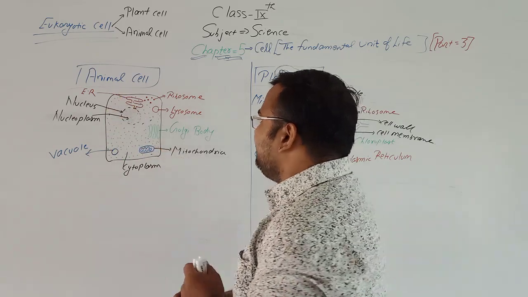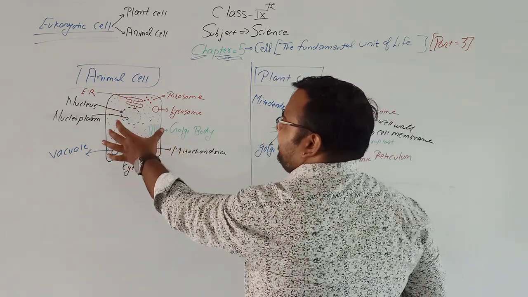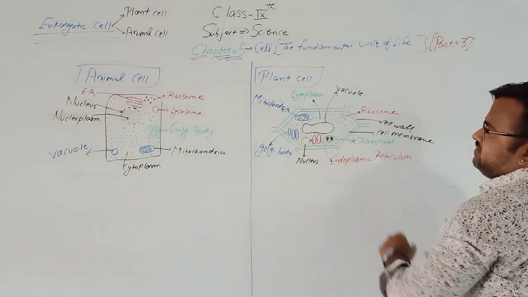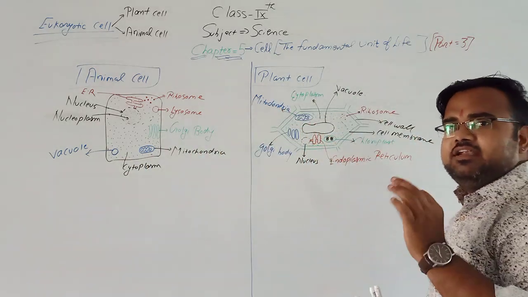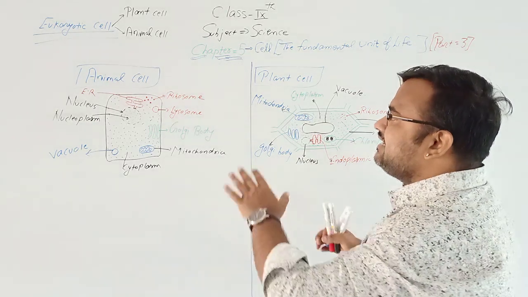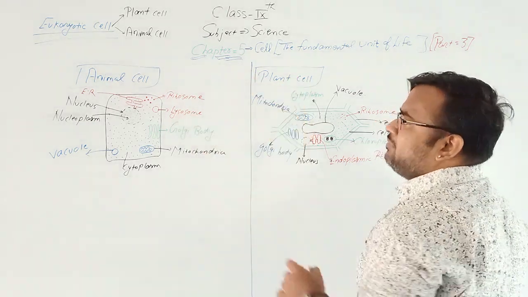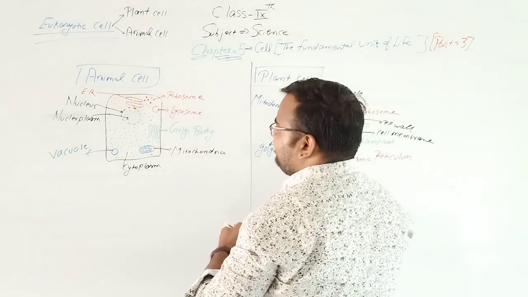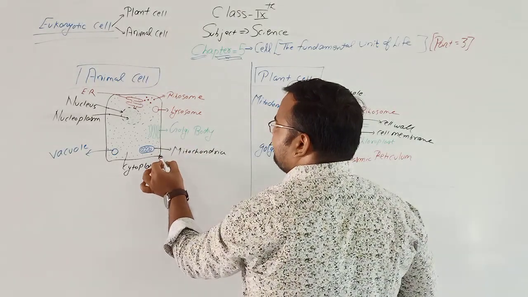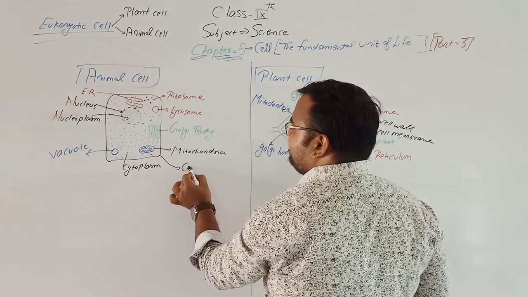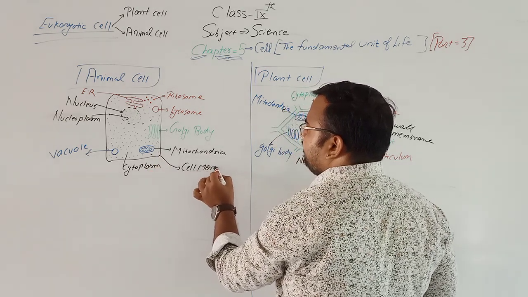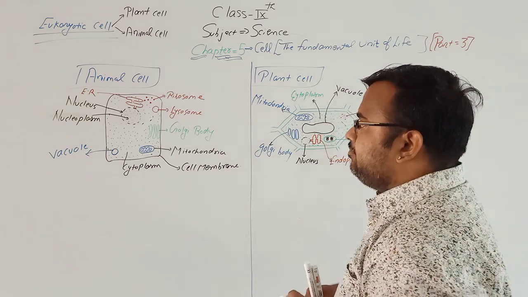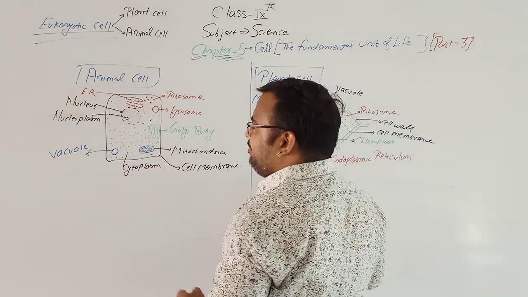The basic structure of the animal cell you can see, and this is the plant cell. This is the structure of the plant cell. Now we'll differentiate animal cell and plant cell one by one. See, the first part of the animal cell is the cell membrane. It is the boundary which is called the cell membrane. This black color boundary is the cell membrane.